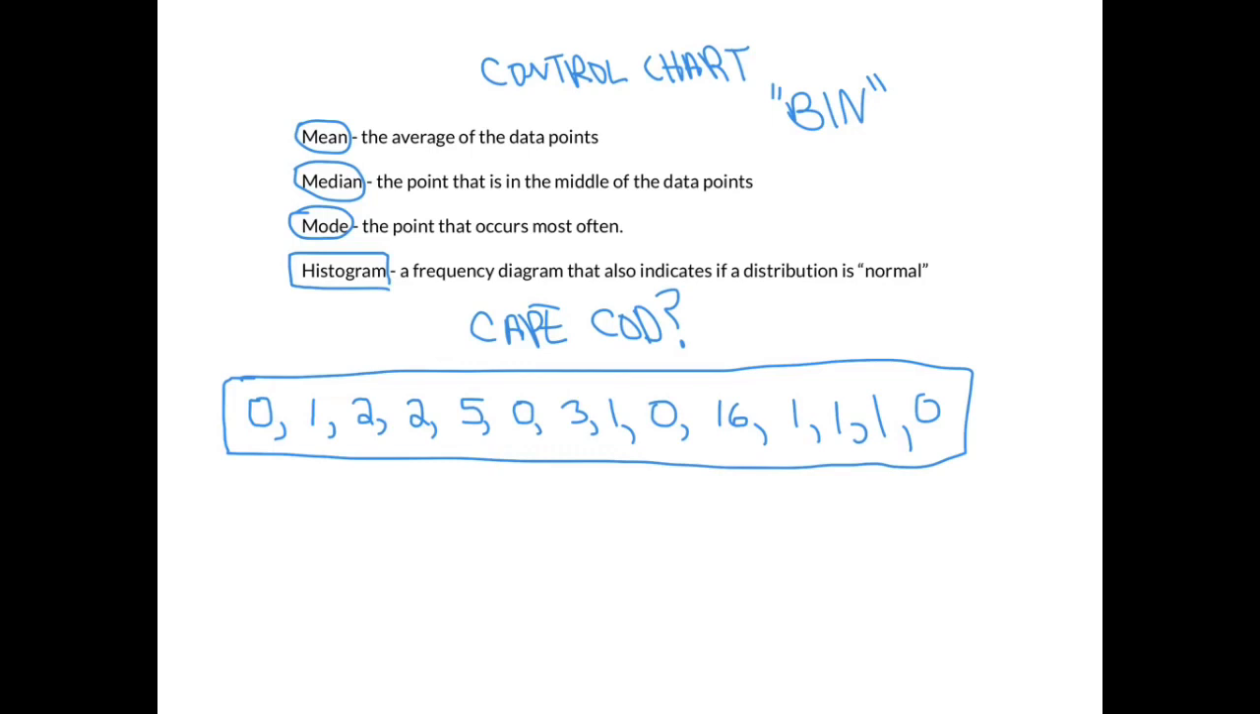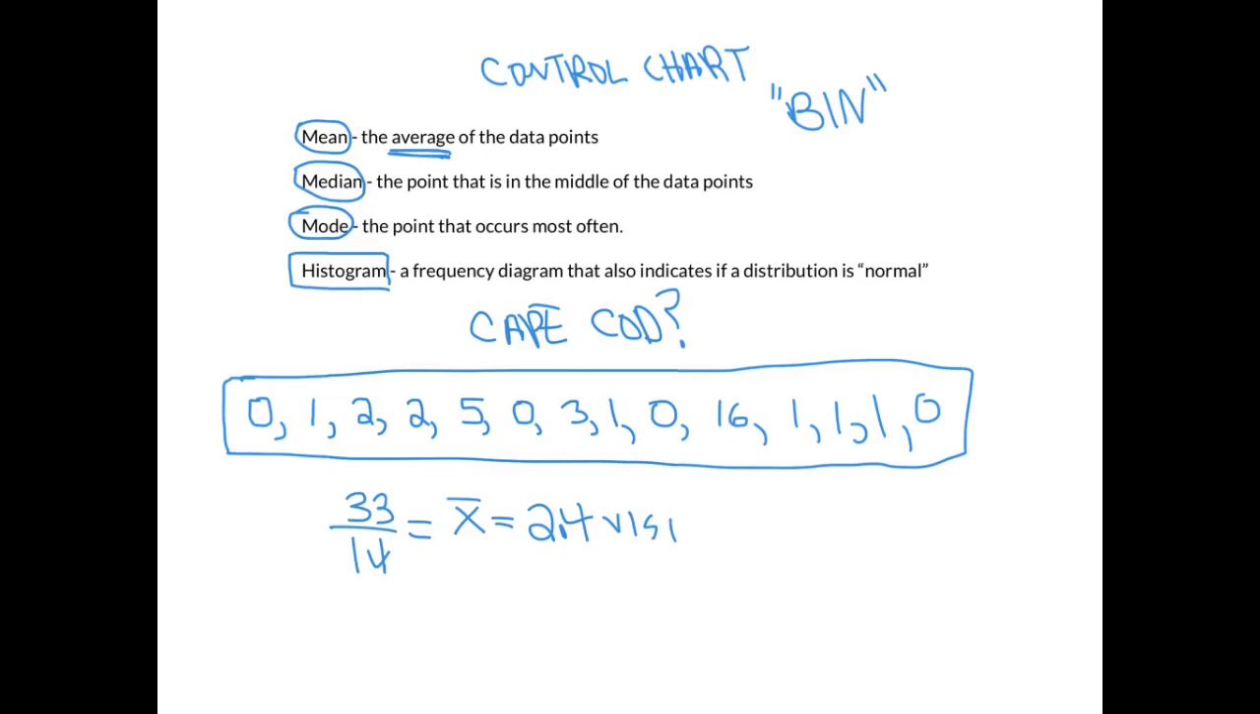So to get the mean is just the average of the data points. So that's pretty easy. We add them all up and we get a total of 33, and we divide that by 14, and that gives us an average. And we were using X bar for average, so we'll use X bar. So it gives us an average of 2.4 visits to Cape Cod.